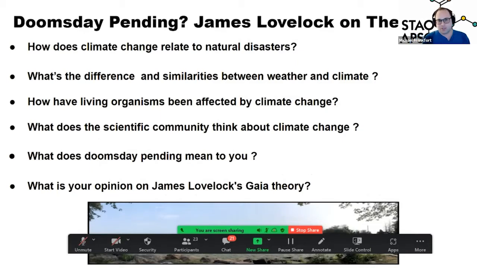So here are 6 questions. How does climate change relate to natural disasters? What are the differences and similarities between the words weather and climate? How have living organisms been affected by climate change? What does the scientific community think about climate change? What does doomsday pending mean to you? And what is your opinion on James Lovelock's Gaia Theory? So these are very open-ended questions. And I do this on purpose because I'm not looking for what the right answer is.